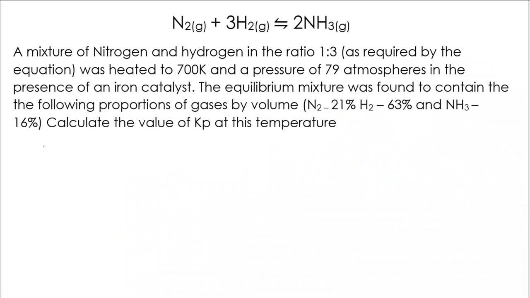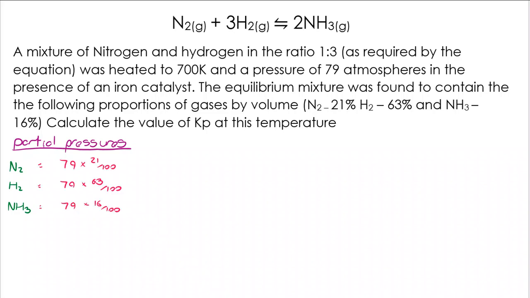So in this one, we've been given percentages, but they are essentially mole fractions. We've also got the total pressure, which is 79 atmospheres. So knowing both of those, we can work out the partial pressures. Partial pressure is total pressure multiplied by mole fraction. So for N2, 79 times 21 over 100. For H2, 79 times 63 over 100. And NH3, 79 times 16 over 100.